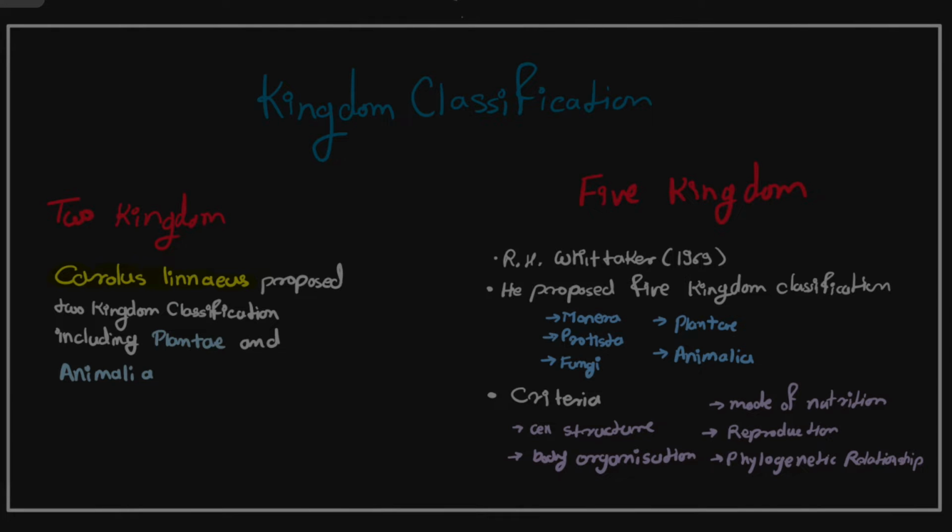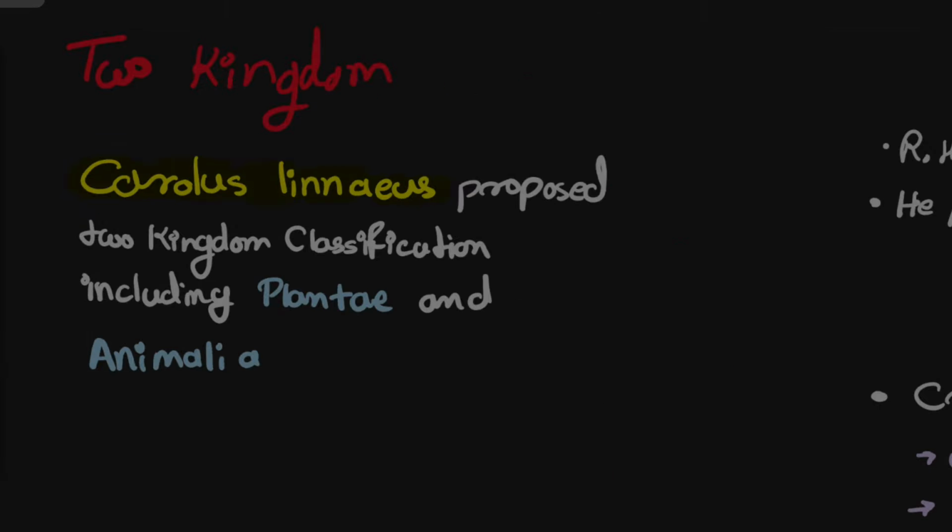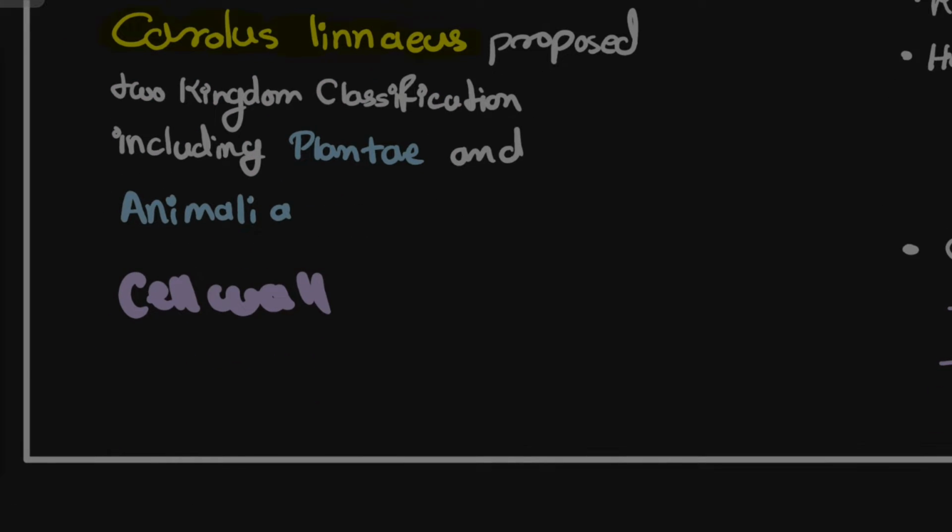In kingdom classification, we are going to see mainly two classifications, two kingdom and five kingdom. Two kingdom classification was proposed by Carl Linnaeus, which includes plantae and animalia. This classification is on the basis of cell wall. Plantae or plants have a cell wall, so they are categorized in one group, and animalia are the group with no cell wall present.